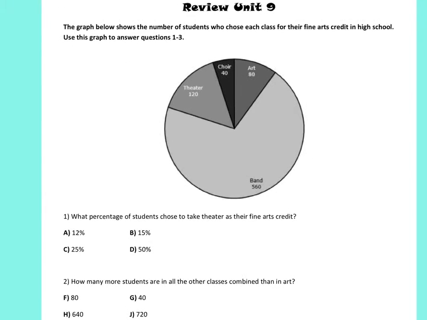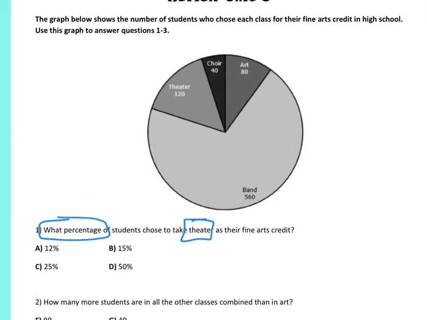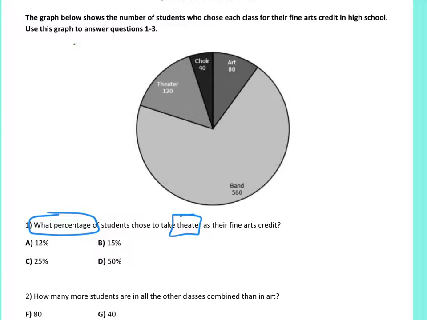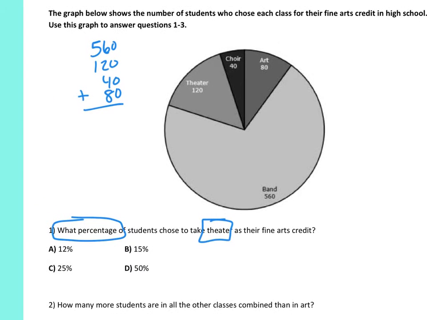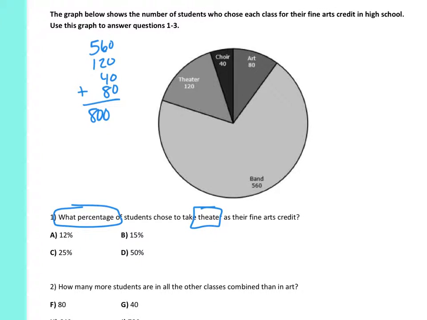Number 1, what percentage of students chose to take theater as their fine arts credit? Review. Okay, so first thing, make sure you got your total. So we would add up 560 plus 120 plus 40 plus 80. And what did you guys get when you added all that up? 800. So anytime it says what percentage, remember you're making a proportion out of that.